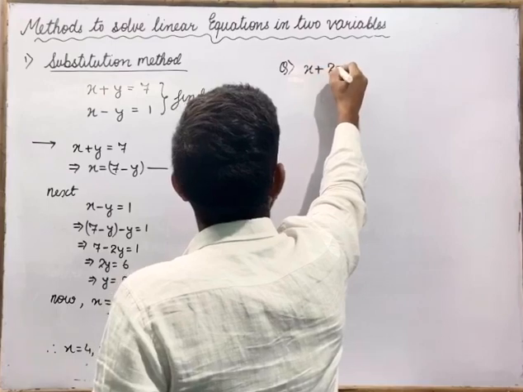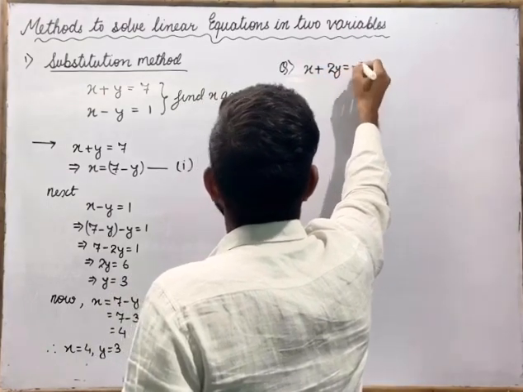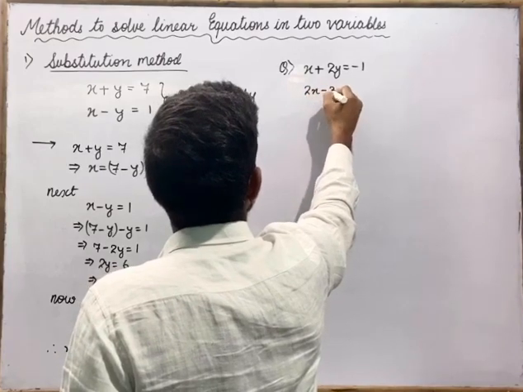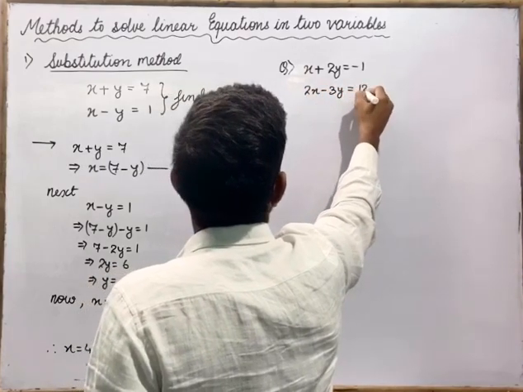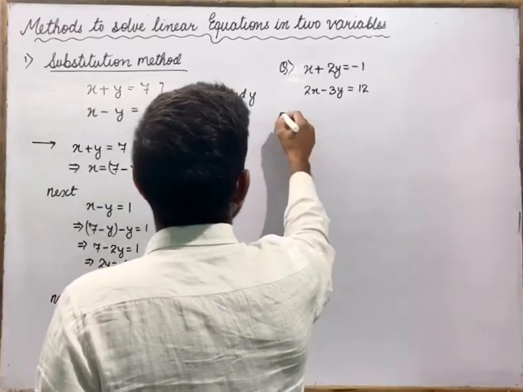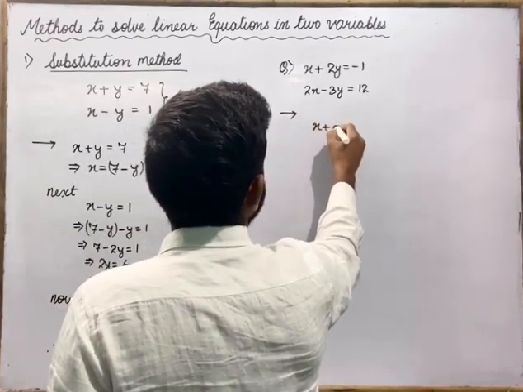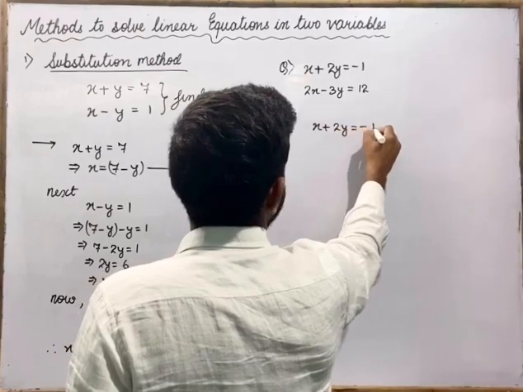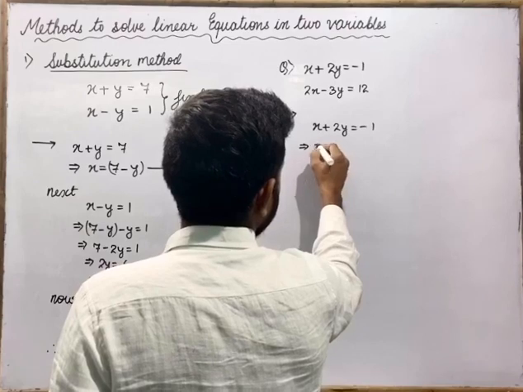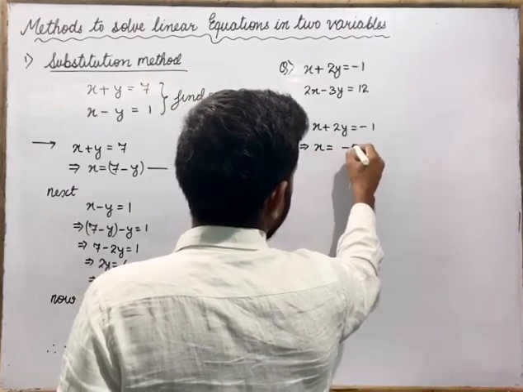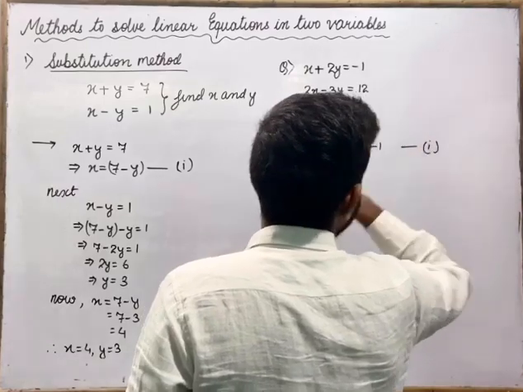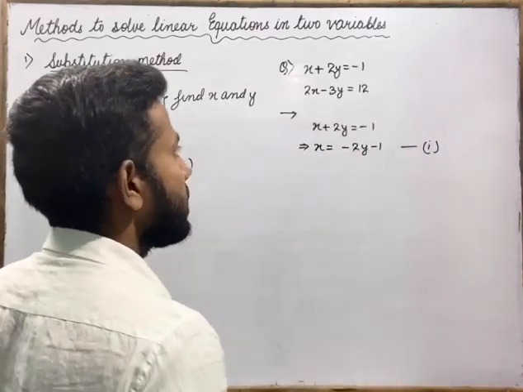x plus 2y equals minus 1 and 2x minus 3y equals 12. So this is the question that we have got. x plus 2y equals minus 1. So can you write it as x equals minus 2y minus 1? This is the first equation. Can you write it like this?